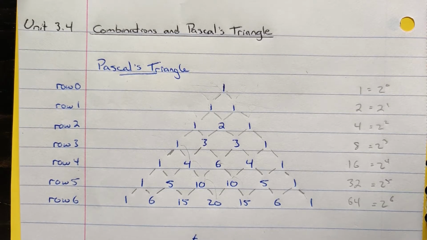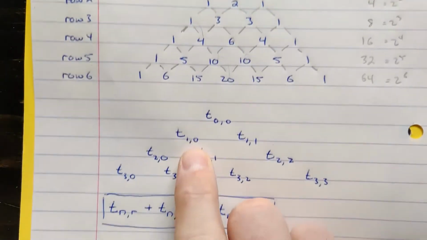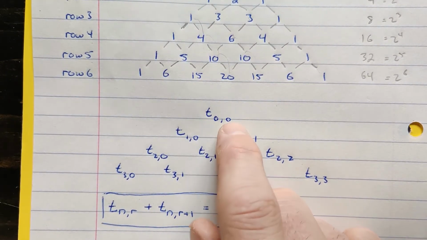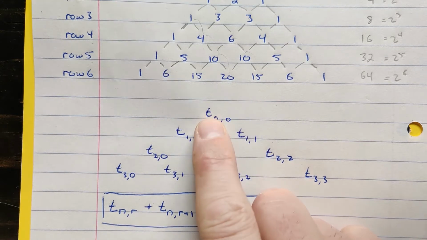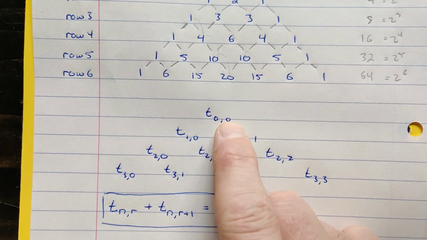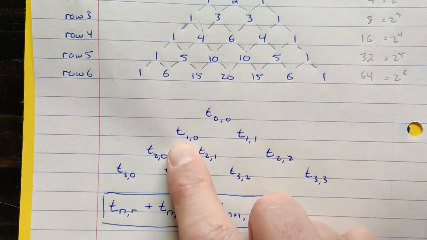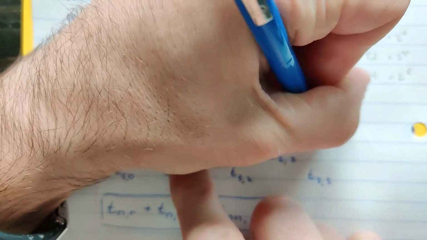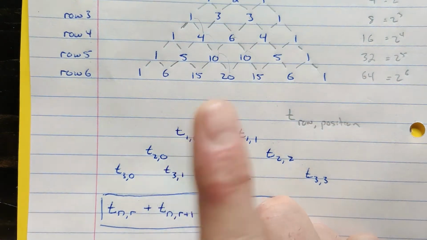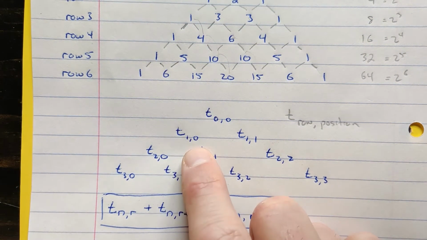Now, in terms of notation that we often use for representing these, we use the notation with the T, so term notation. Term T(0,0) is in row 0, position 0. So row, position is the setup. T(1,0) is row 1, position 0.